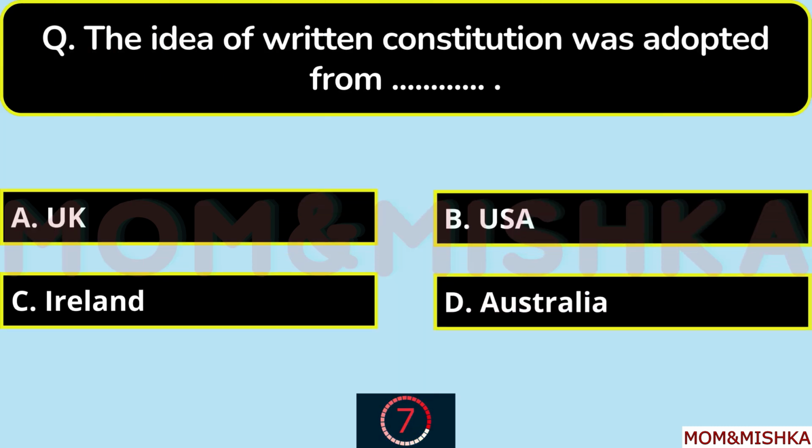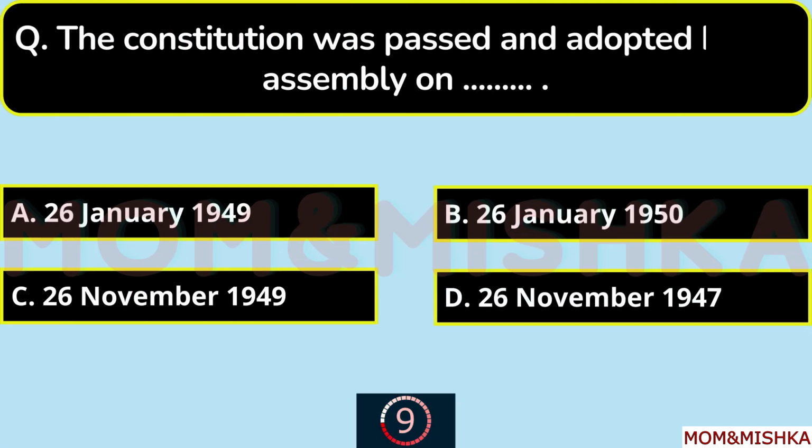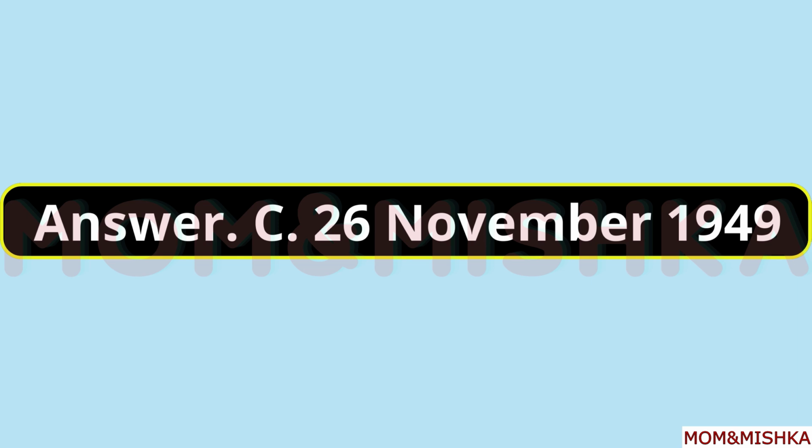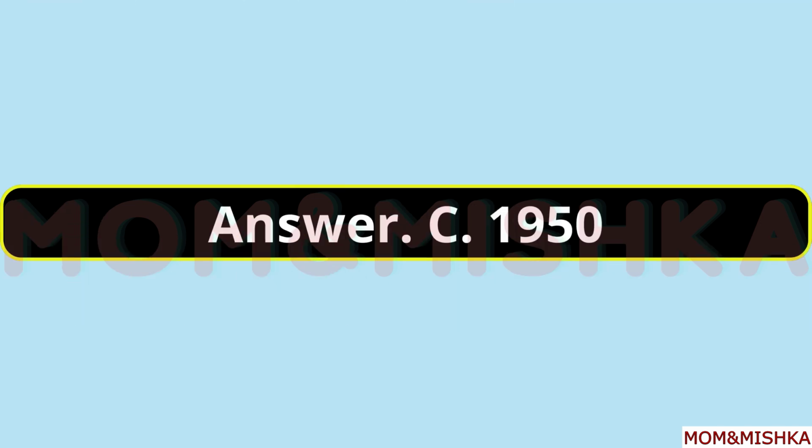The idea of written constitution was adopted from blank. From USA. Option B. The constitution was passed and adopted by the assembly on 26 November 1949. Option C. The Constitution of India came into effect on 26 January blank. 26 January 1950. Option C.